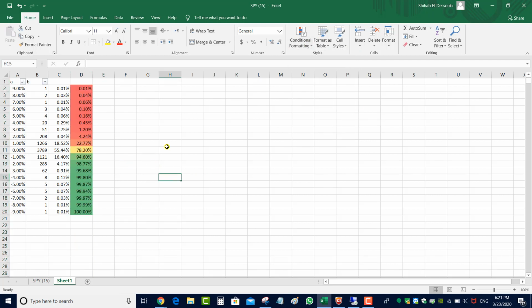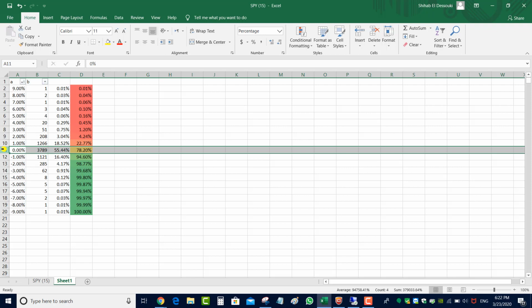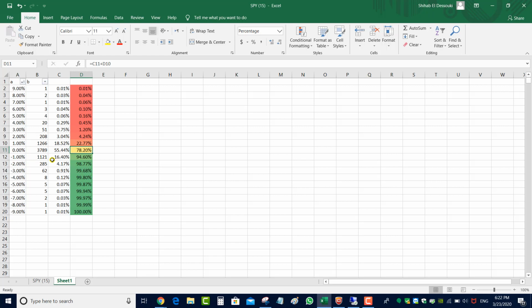All right, so look at this percentage. If I look at the stat over here, how many times did it not move from open to close?